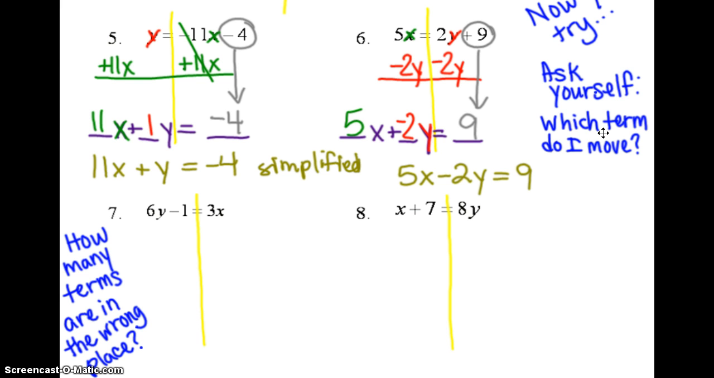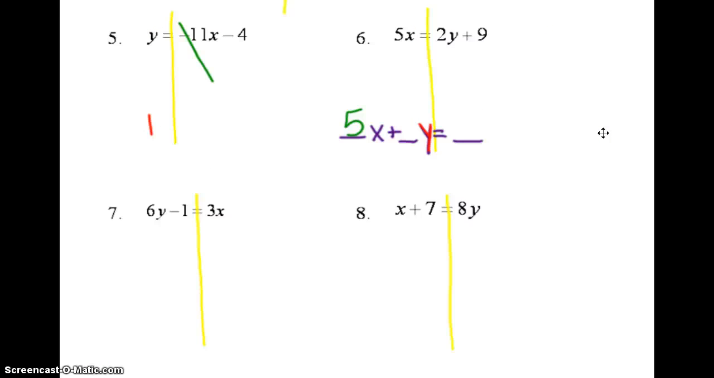I've got 6y minus 1 equals 3x. Is my x in the right place? Is my y in the right place? Well, let's start again. Think of what my goal is, to get the x and y together. If I'm going to do that, then I have to take my 3x to the left side and that positive 1 to the right side. There's my x. It's on the right. I've got to move it to the left. Opposite of positive 3x is negative 3x.